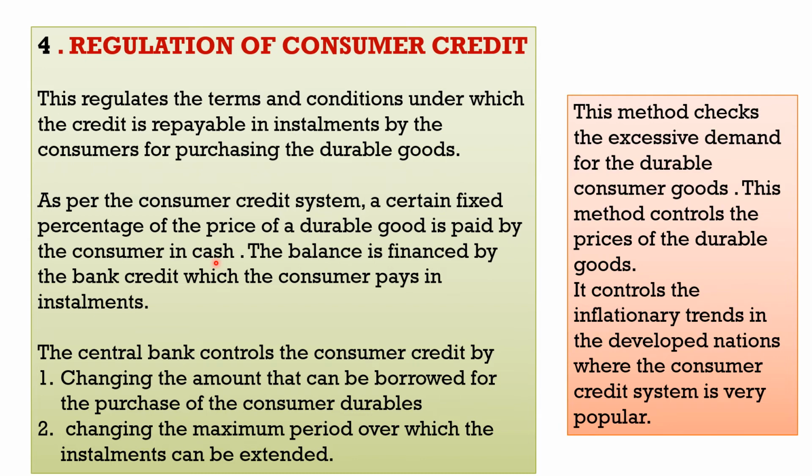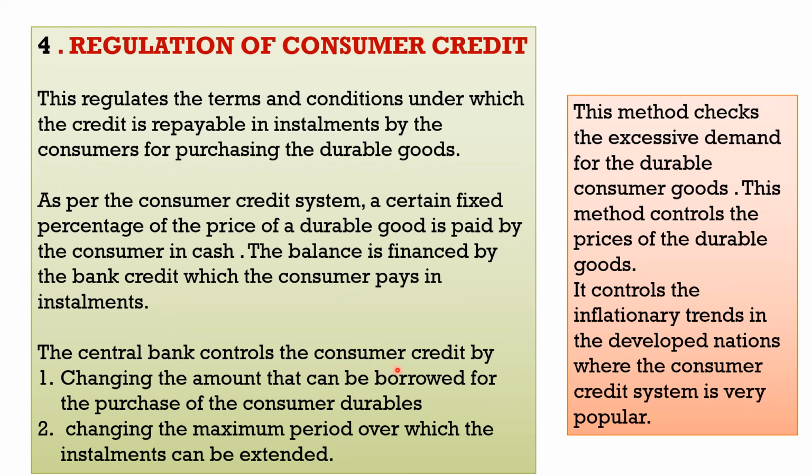The rest will be financed by the shopkeeper. You have to give your passbook and your bank details, and at the beginning of every month the shopkeeper will be deducting that amount from your account. So this is how it works. The balance is financed by the bank credit in which the consumer pays the installments. This is a very simple mode. I hope you people also must have done it.